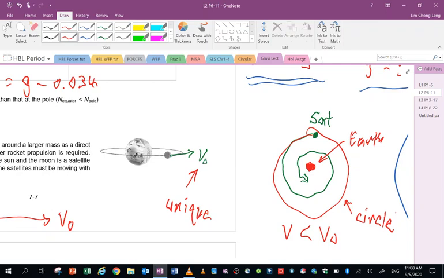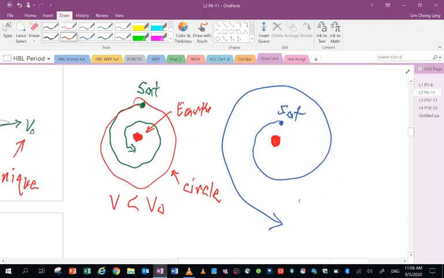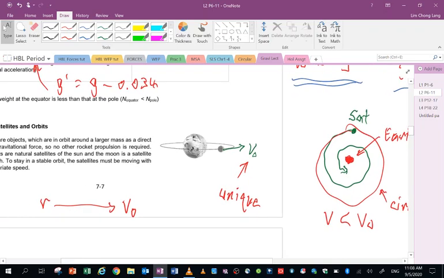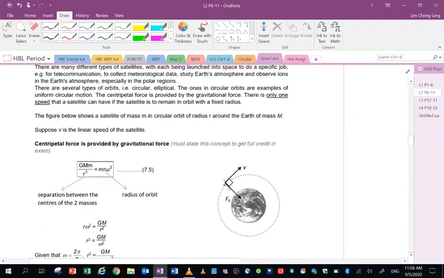But what if v is more than v naught? If v is more than v naught, the body will escape the pull of gravity of the Earth. The satellite will spiral outwards and be lost in outer space. So there is a unique tangential velocity that a satellite must have for a certain radius from the center of the Earth. I'm going to explain this further by showing you this diagram.